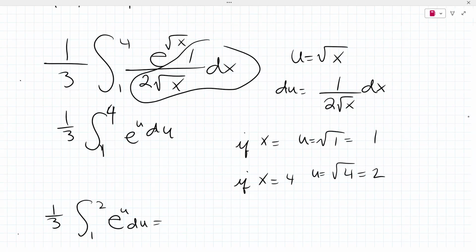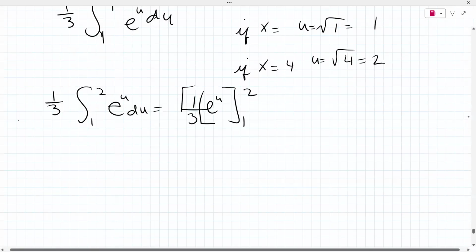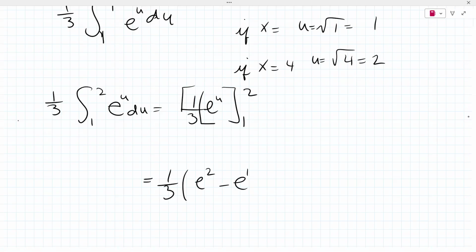And then what's the integration of e to the u? It's just e to the u. So it's going to be 1/3 e to the u from the boundaries 1 to 2. So that is going to be 1/3 e squared minus e to the 1. And I think that's it. We can't go any further, so this is our final answer.